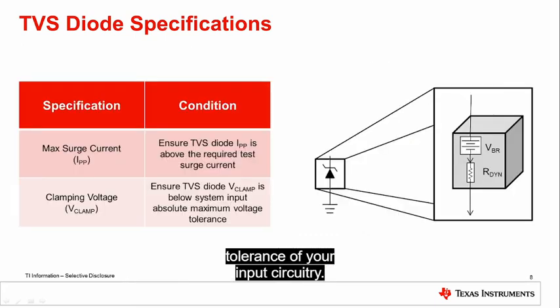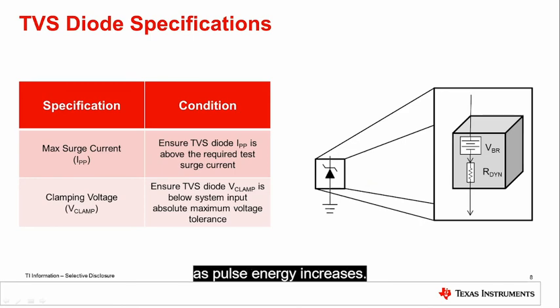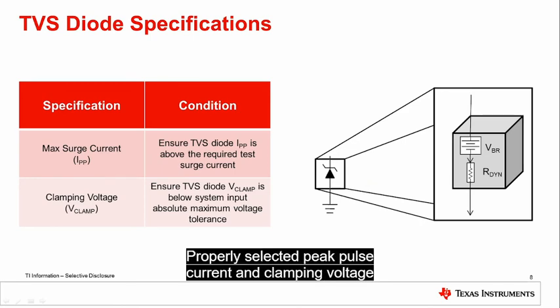It's important to understand these limitations and select TVS diodes that will robustly protect a system as pulse energy increases. Properly selected peak pulse current and clamping voltage are what make a surge protection stage robust.